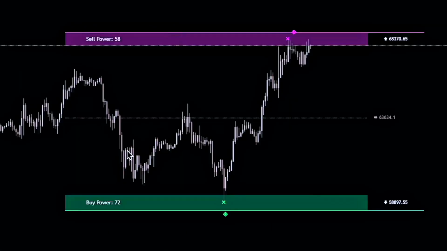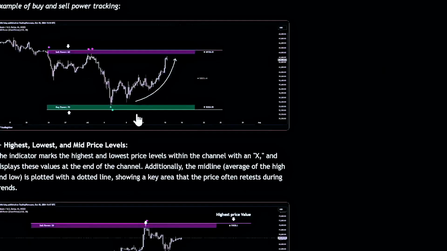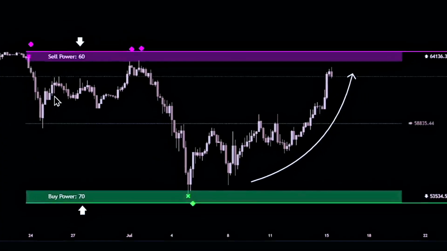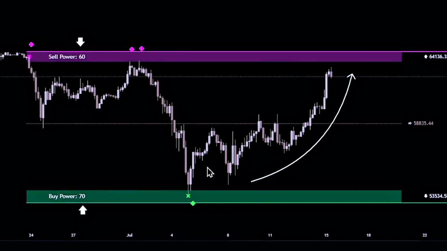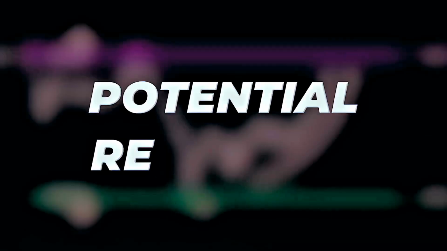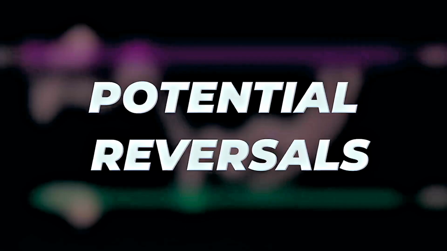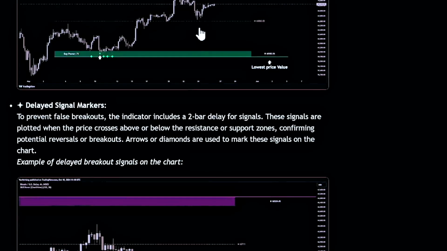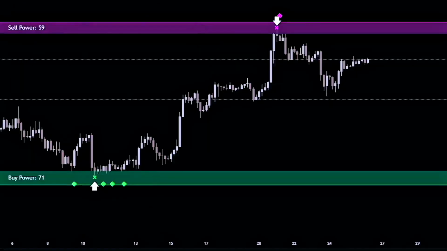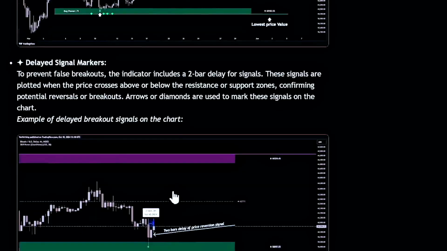This handy indicator highlights the most important support and resistance zones, shows you how much buying or selling pressure exists in those areas, and even provides potential reversal signals. In this walkthrough, I'll break down what this indicator does and how you can start using it in your trading.